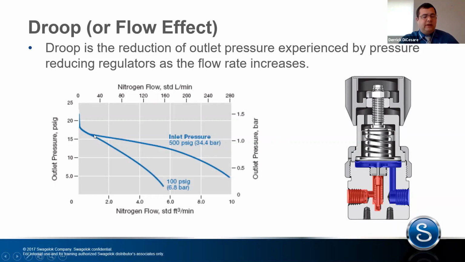This happens with every regulator in the world; every regulator has droop. It's just how extreme the curve is. Obviously, for these two different conditions, whether it's a 500 PSI inlet or a 100 PSI inlet, you have different droop intensities. So depending on your system, one or both may be appropriate, or neither would be appropriate. It all depends on what you're trying to do.